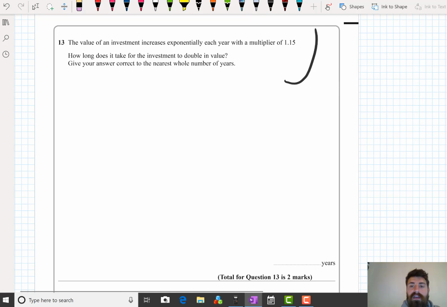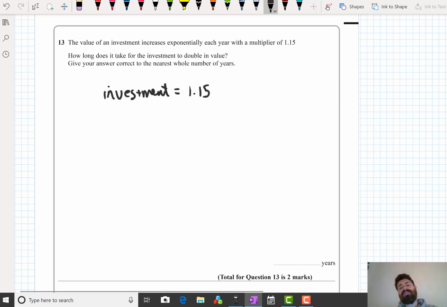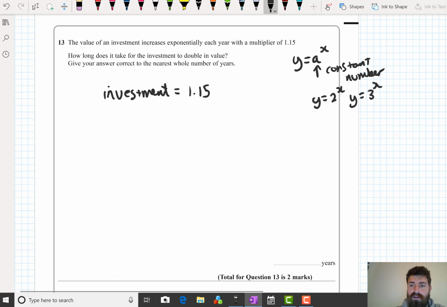Okay, so you've got your investment, it's increasing exponentially each year. Yes, your investment's increasing exponentially, you're getting lots and lots of money with a multiplier of 1.15. Now, something to bear in mind, investment is equal to, it's saying it's multiplied by 1.15. Right, now things which have exponential growth generally look like this, where a is a constant, or just a number. For example, y is equal to 2 to the power of x, y is equal to 3 to the power of x, y is equal to number to the power of x.